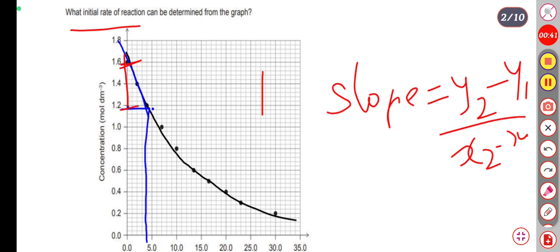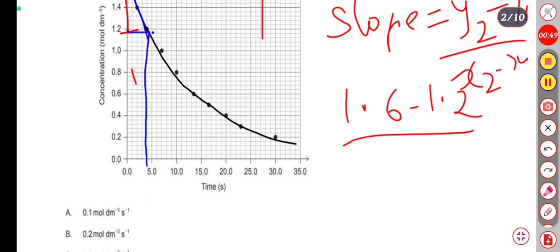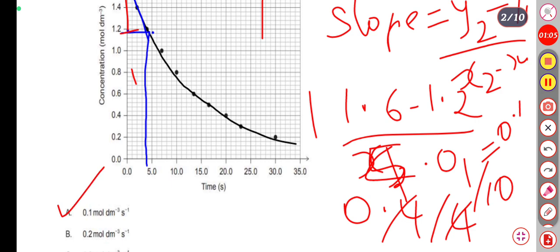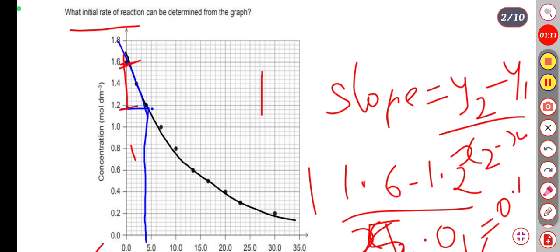So the 2 points on the y-axis are 1.6 minus 1.2, and the 2 points on the x-axis are x2 minus x1, which is nothing but 4 minus 0. So the answer would be 0.4 divided by 4, which is 1 by 10, equal to 0.1. So option A, which is 0.1 mole per decimeter cube per second, is the correct answer. If the initial rate of the reaction is asked based on the graph, you just have to find out the slope at time equal to 0, right?